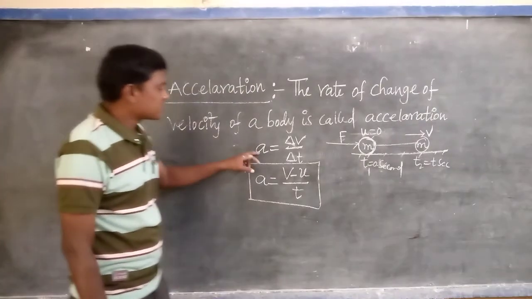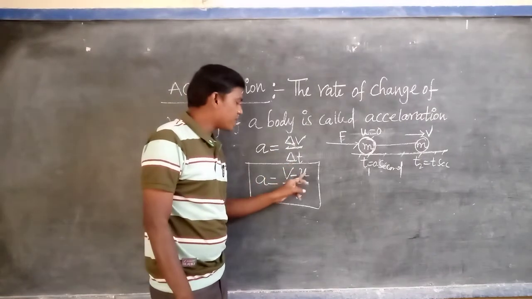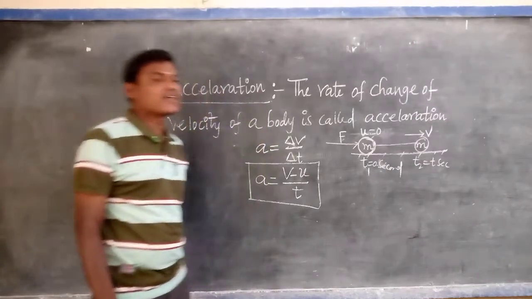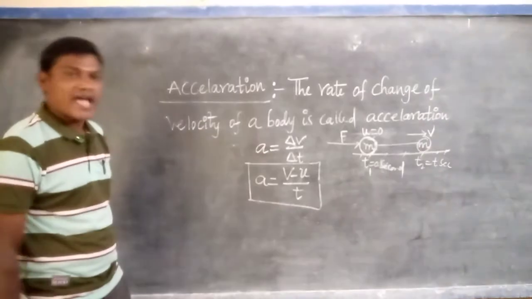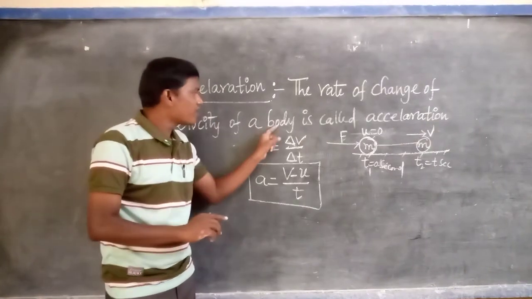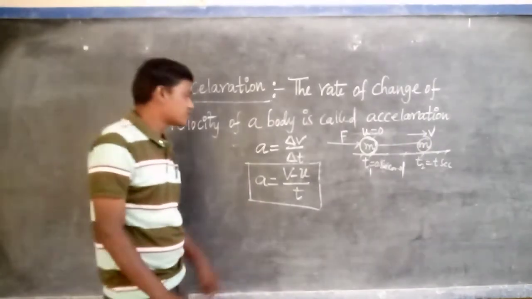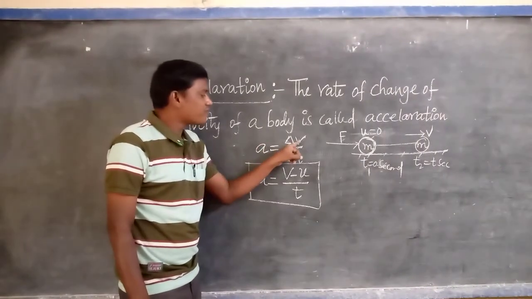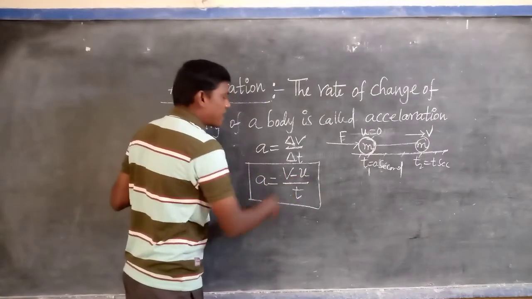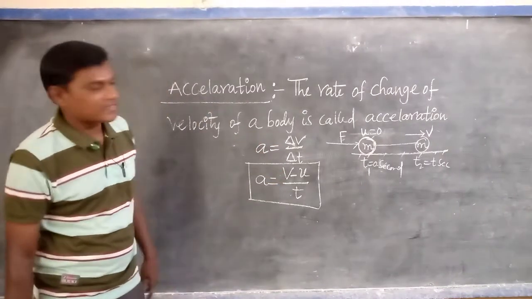In certain textbooks you can write either a equals delta v by delta t or v minus u by t. Either formula is suitable for acceleration. What is meant by acceleration? The rate of change of velocity of a body is called acceleration. What is the formula of acceleration? a equals delta v by delta t, or a equals v minus u by t. So we use either this one or this one for acceleration.